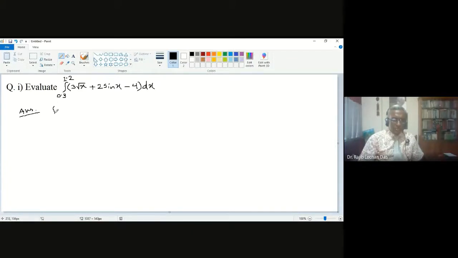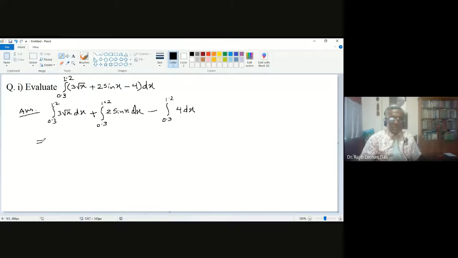So you start answering the question and do the integration. You will just separate this into its 3 parts. One part is the integral of 3 root over x dx. Another part is the integral from 0.3 to 1.2 of 2 sin x dx, and the last part is minus the integral from 0.3 to 1.2 of 4 dx. So move to the next line.